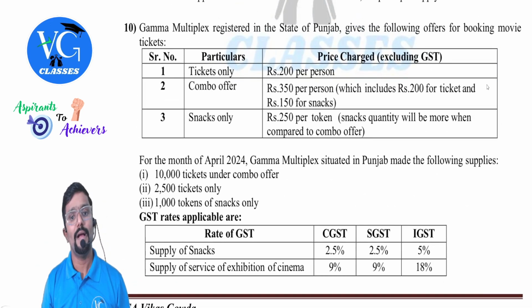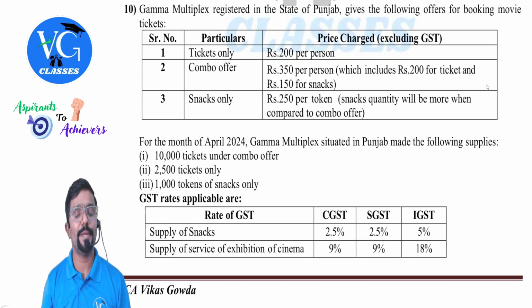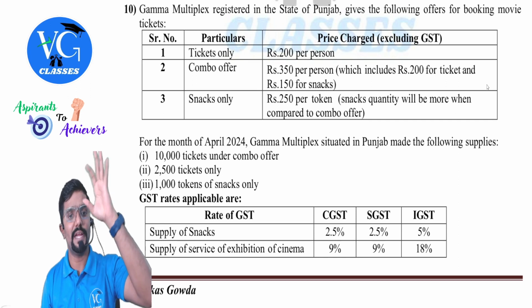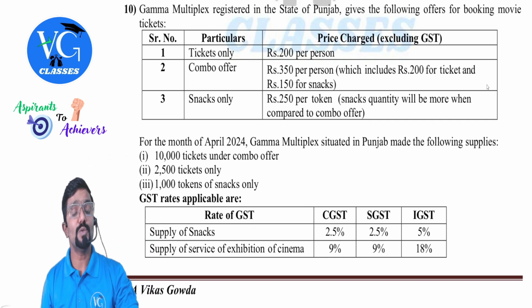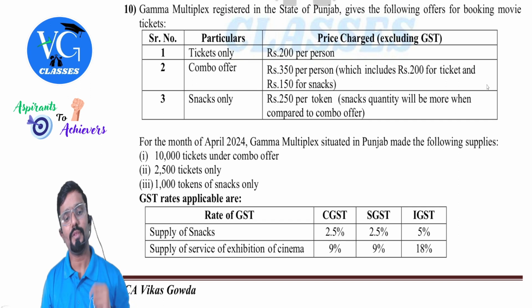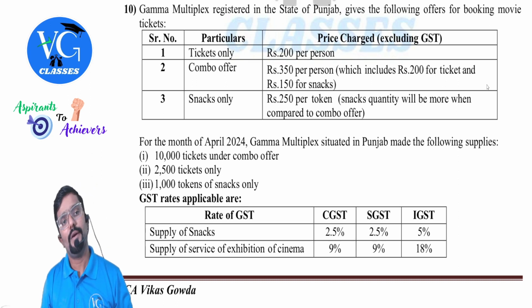For the month of April 2024, Gamma Multiplex situated in Punjab made the following supplies. 10,000 tickets under combo offer, 2,500 tickets only. Okay, only tickets, that is film tickets. 1,000 tokens of snacks only. GST rates applicable are, for snacks, 2.5, 2.5, and if it is IGST, 5. For service of exhibition of cinema, 9, 9, and 18. The total is 18. Okay, sir.